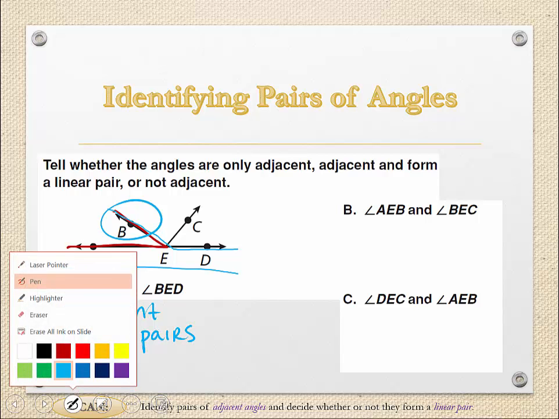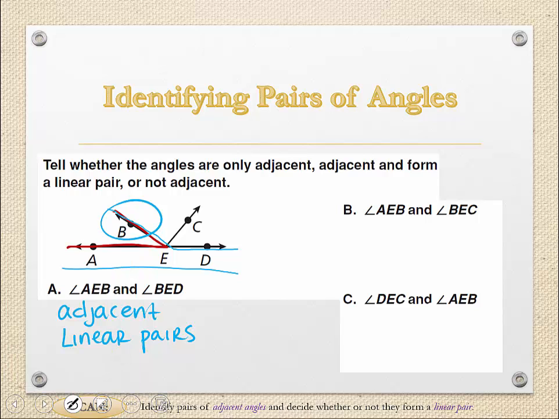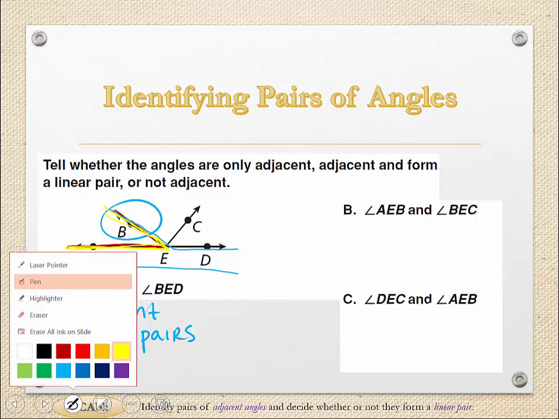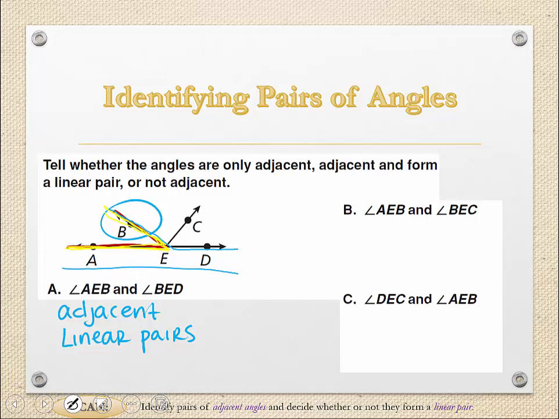Now the next one, AEB, let's use a different color. AEB is this one here, and BEC. BEC is this one here. Now these two are adjacent, again, because they share this common ray, but they're not a linear pair. They don't form 180 degrees.